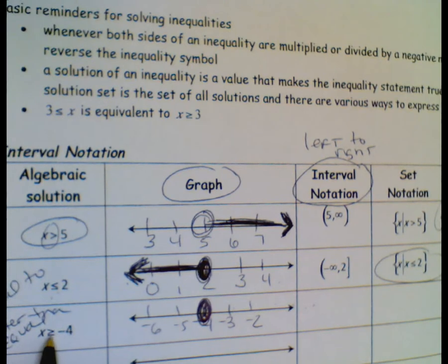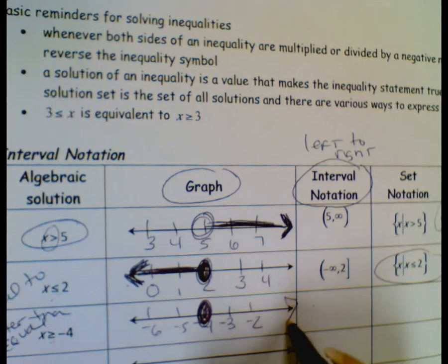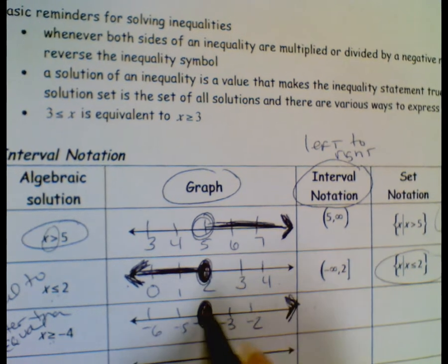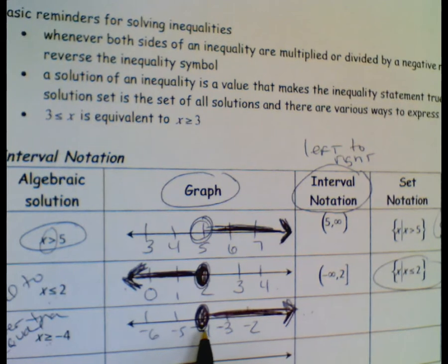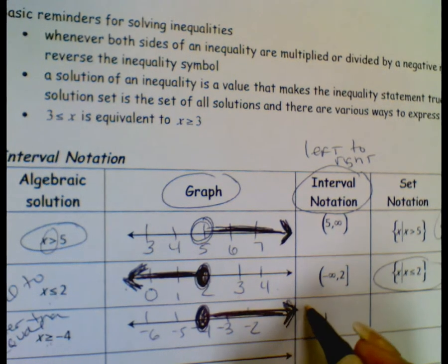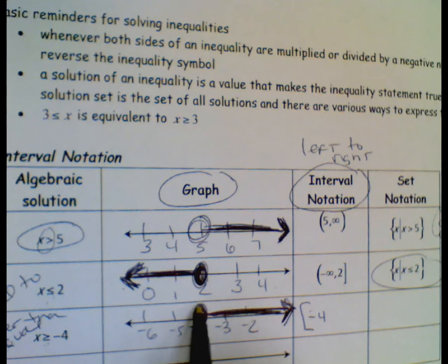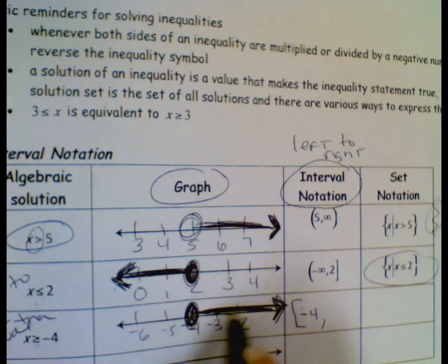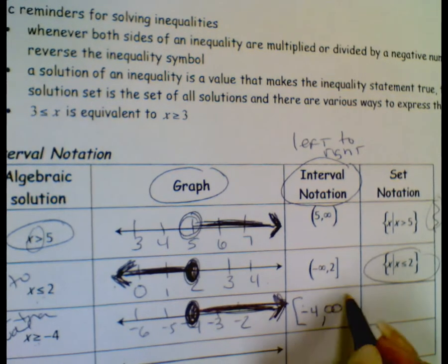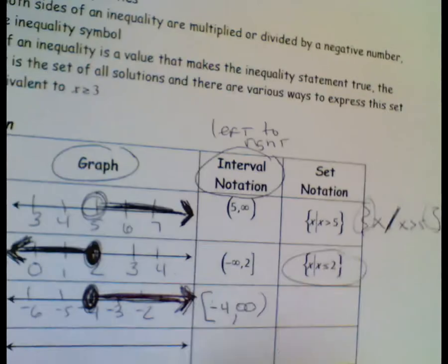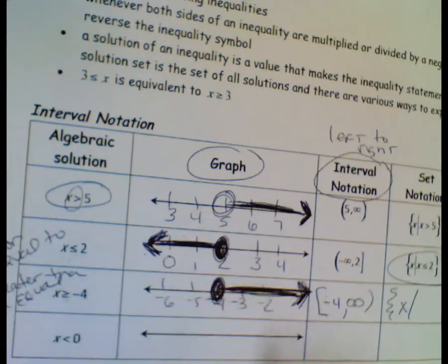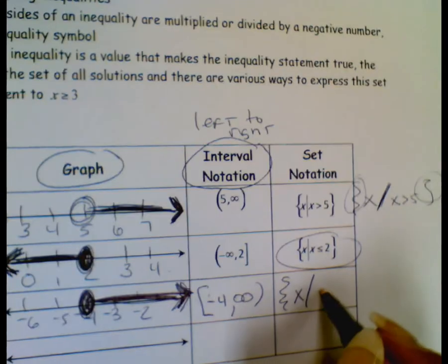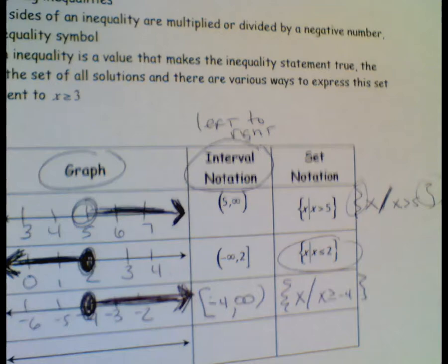The arrowhead looks like the right one. Okay, see that one? It matches this one. So darken that in. Go there. Now, read it left to right. Farthest left is negative 4. And that is a bracket because there is an equal sign or closed in circle. Comma, and it goes to positive infinity. Infinities are always parentheses. The set notation is brace x such that, and then you rewrite this, x is greater than or equal to negative 4, close your brace.